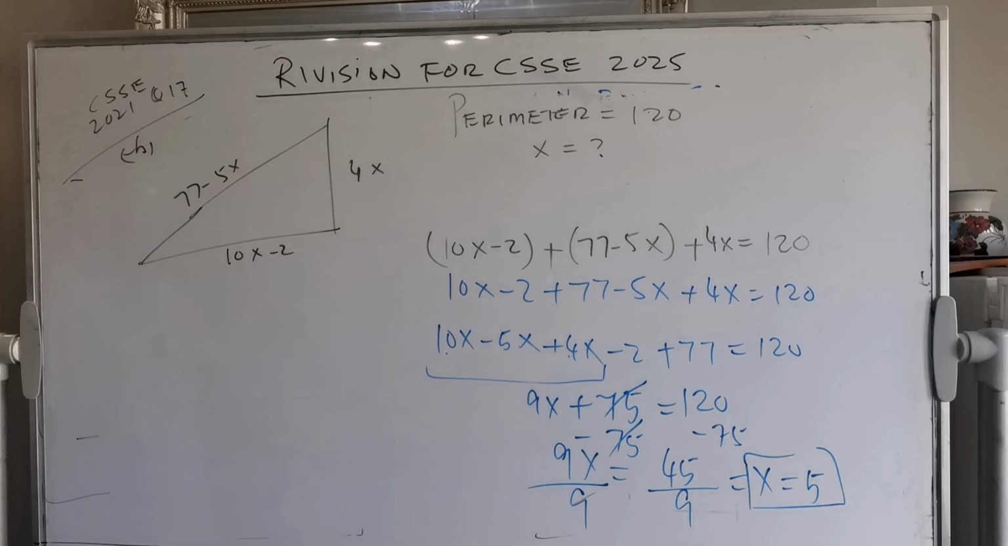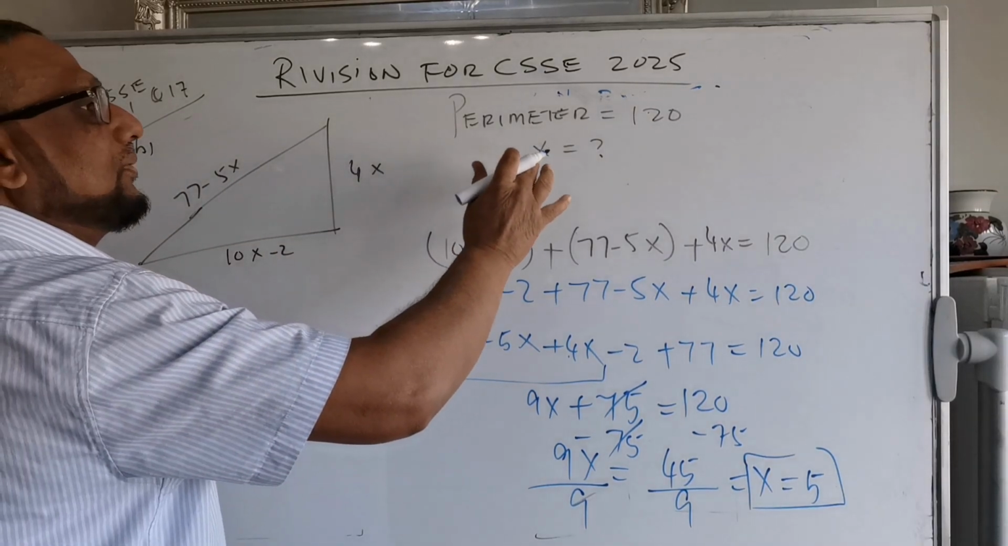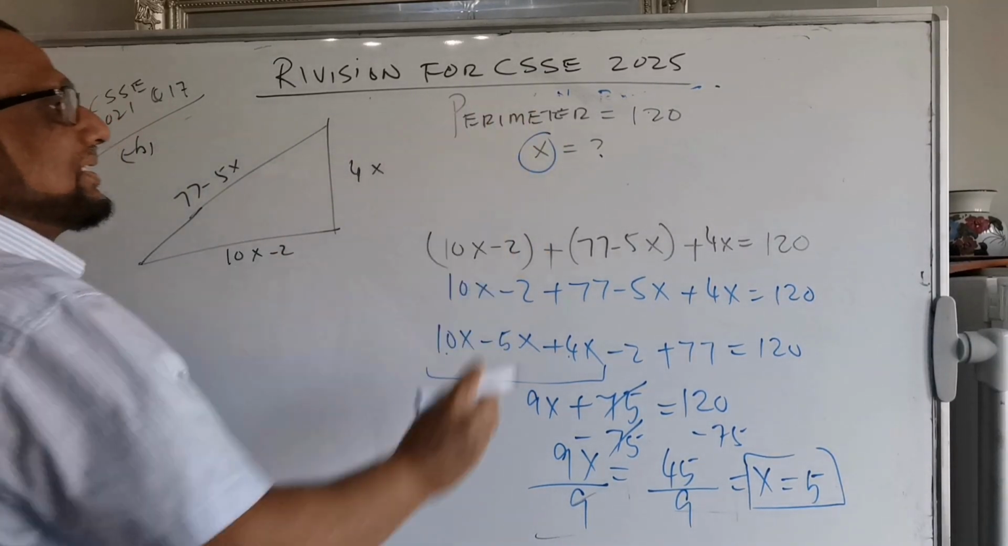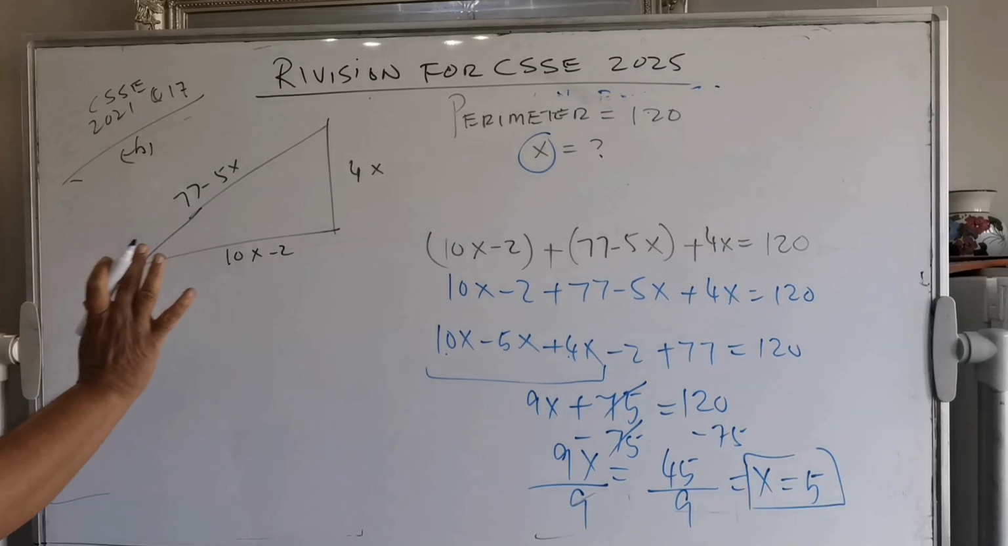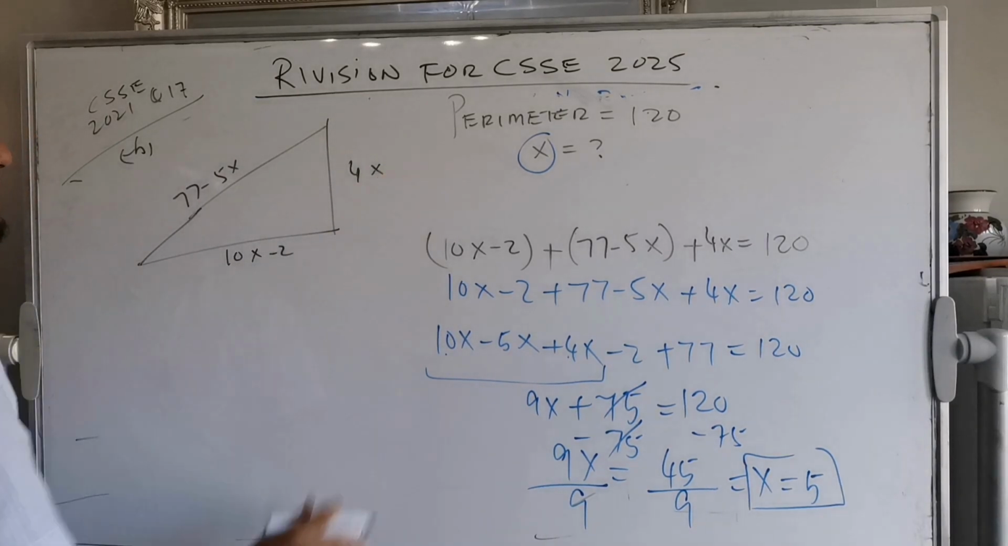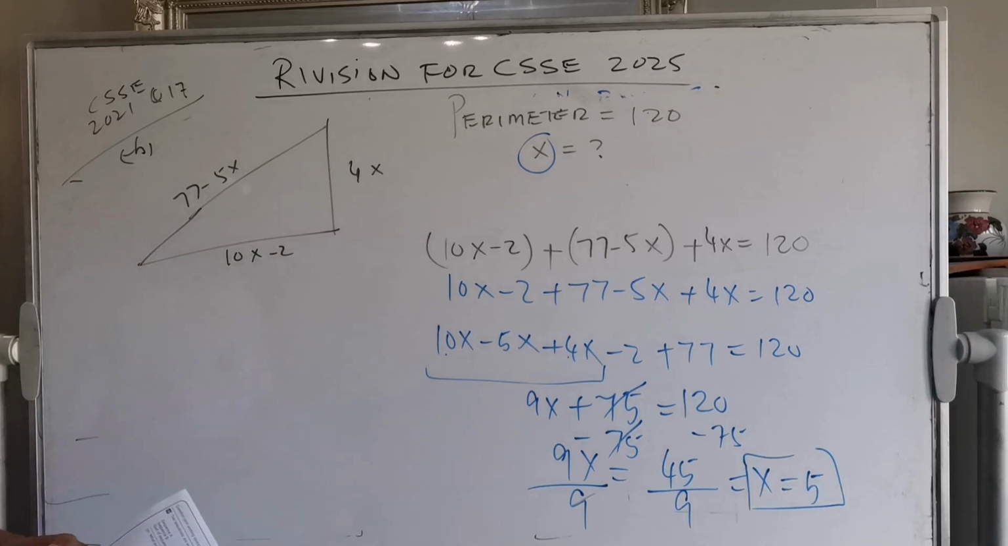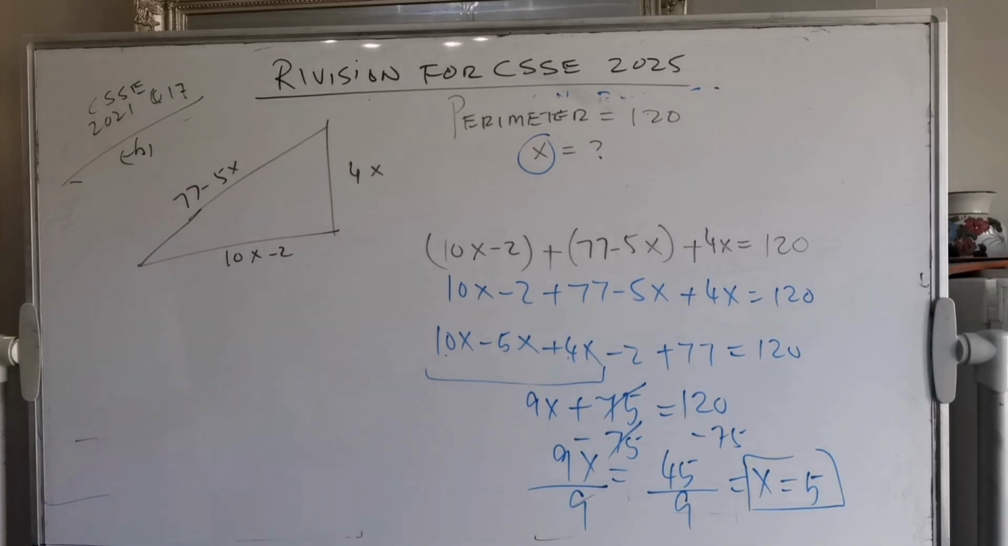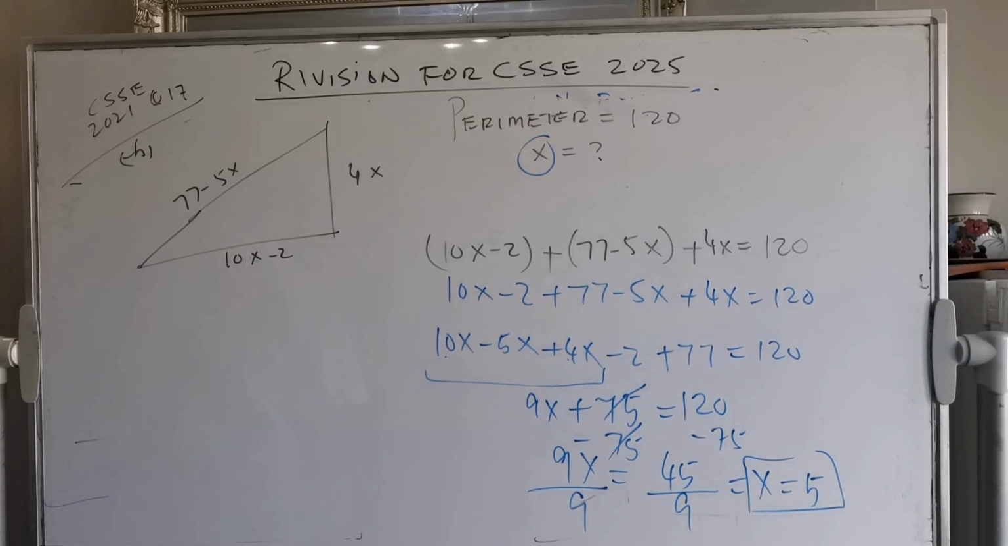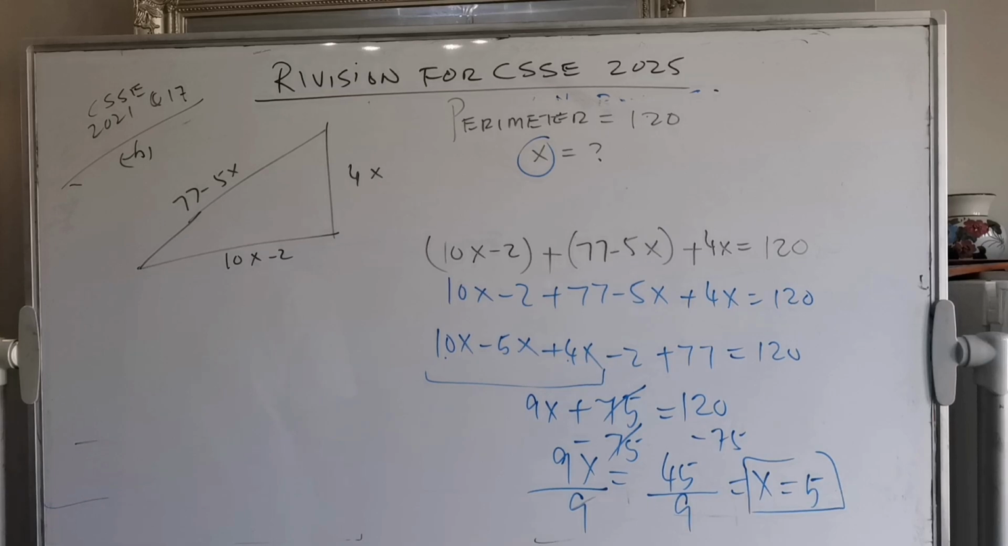So basically the examiner is asking for the x value with the help of the perimeter of the triangle. So now move forward. I'm going to solve a couple more questions about area and perimeter. Let me do a few questions for area and perimeter.